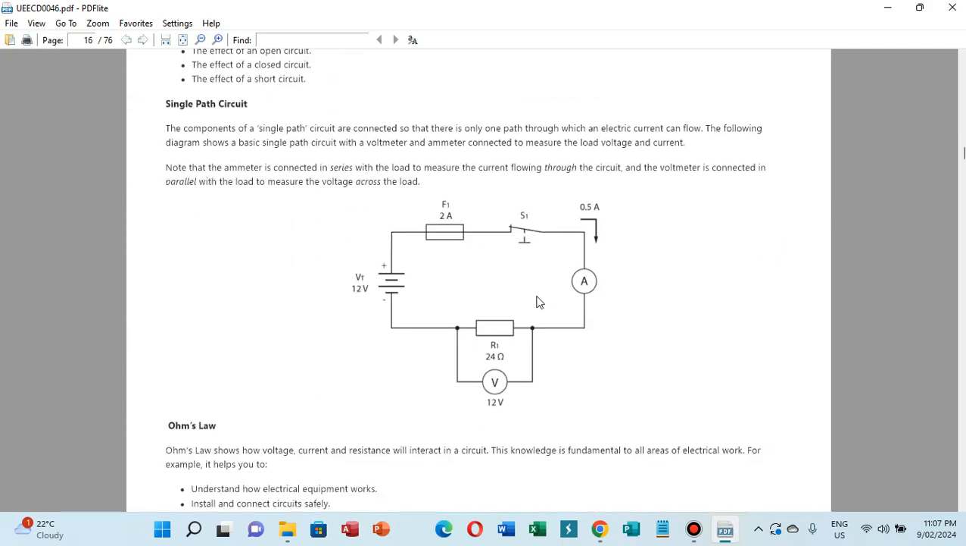So this is for a single path circuit. A single path circuit includes the battery and also the resistance, also the protection and the switch, and also the load. This is an example of a single path circuit.